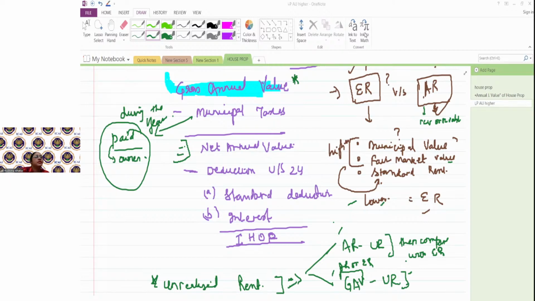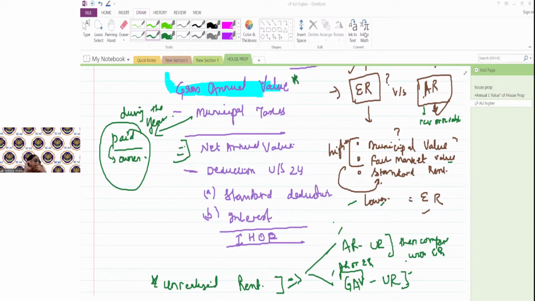So Krishna, GAV is calculated based on two comparisons: rent that should be, which is called expected rent, or actual rent received or receivable during the year. Okay? How will we calculate rent that should be? Expected rent is calculated based on three values: fair market value, municipal value, and standard rent. First you will compare your fair market value and municipal value, whichever is higher, you will compare it with the standard rent. Whichever is lower would become your expected rent. Expected rent has come, then you will compare it with your actual rent. That would become your gross annual value, whichever is the higher amount.